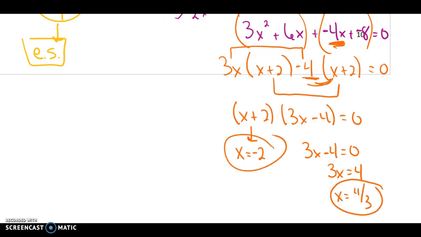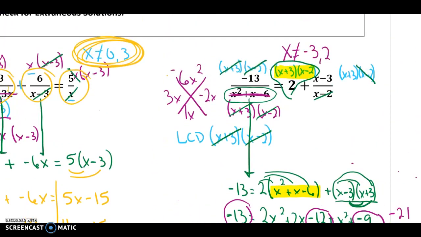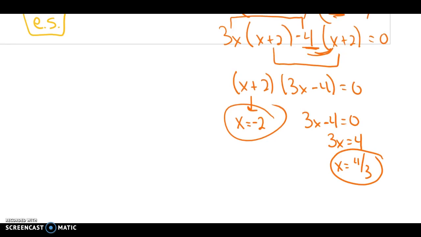So are either of these extraneous solutions? Are these answers that I noticed in the beginning? So I'm going to go back up here, and I said it couldn't be -3 and 2. Well, this is a -2, so that's okay. So both of these answers work.